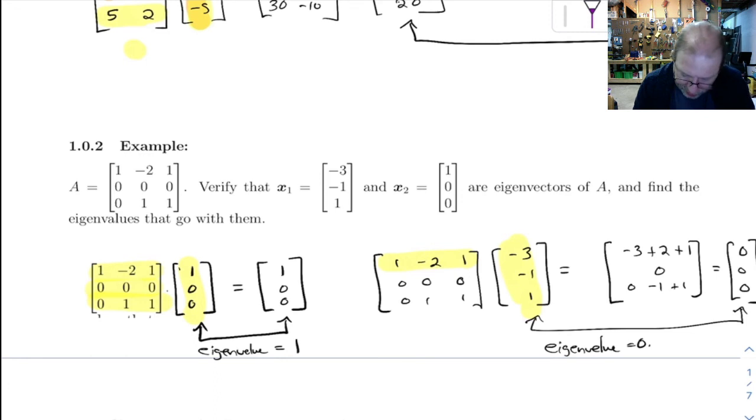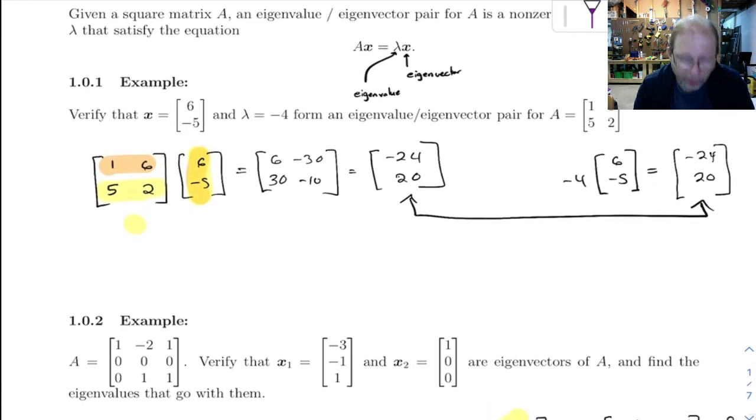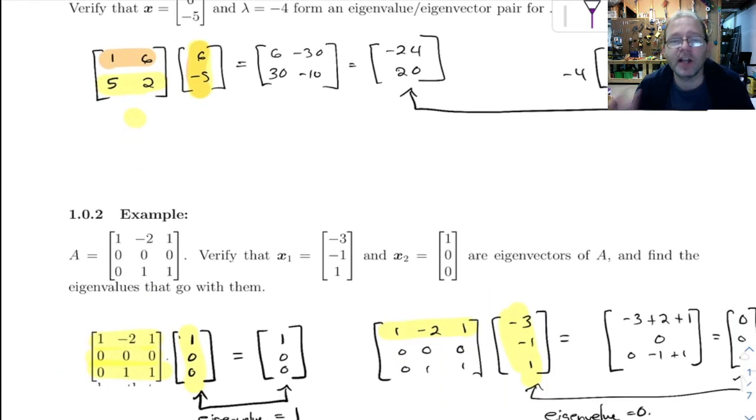All right, so that's just a couple of starter examples where we're verifying that something is an eigenvalue and eigenvector. What we're going to look at next is geometric interpretation, and then we're going to work our way through finding, given a matrix, its eigenvalues and eigenvectors. But we'll stop this video here.